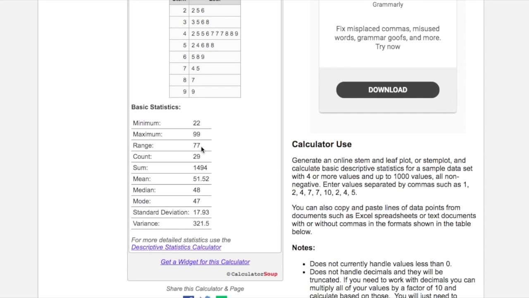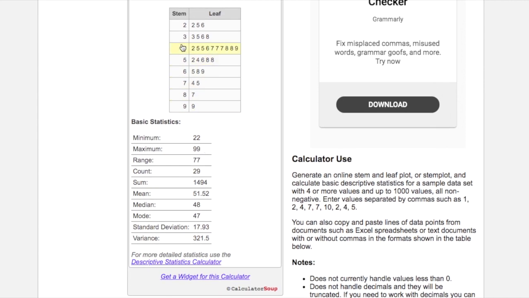The range in the data would be a measure of the spread. It went from 22 to 99, so 99 minus 22 is 77. I didn't need the internet to figure that out, but it's for our convenience that it's already figured out. They're telling us that the average is 51.52 and that the median is 48. We're going to talk a little bit about that. They're giving many statistics here, maybe more than you would need to know.